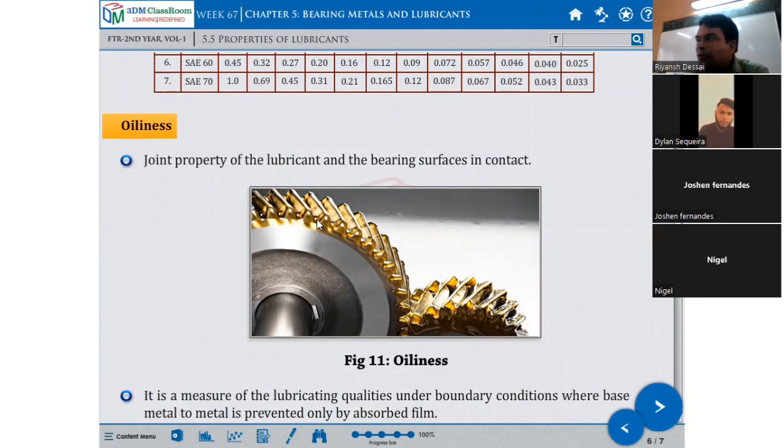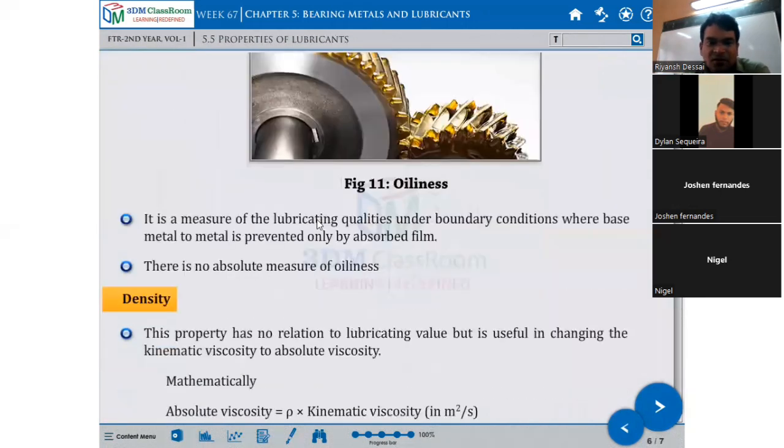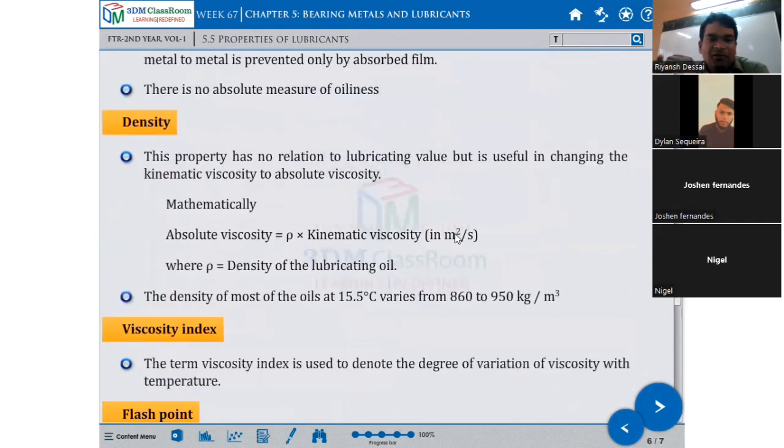Oiliness is the joint property of the lubricant and the bearing surface in contact. It is a measure of lubricating qualities under the boundary condition where metal-to-metal contact is prevented only by the absorbed film. Because the film layer must be absorbed, the oiliness is measured. There is no absolute measure of oiliness, but we can make out something like a layer of oil.